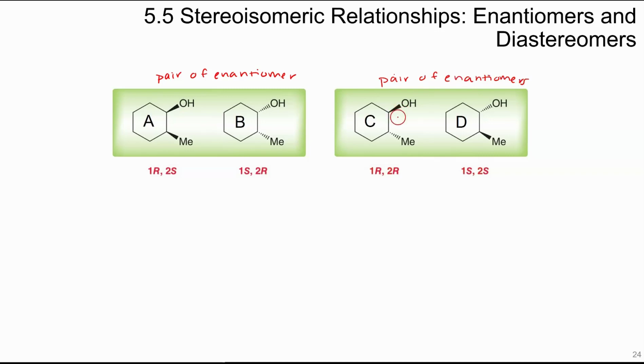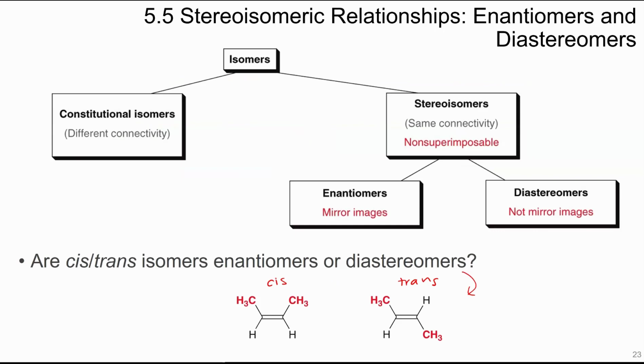This is wedged, dashed, dashed, wedged. Those are opposite of each other. And if you notice, this has stereochemistry 1R, 2S. The enantiomer is going to have the opposite, so that becomes 1S, 2R. This is an enantiomer pair, this is an enantiomer pair. If it falls into that last umbrella here, it's not an enantiomer, it has to be a diastereomer.